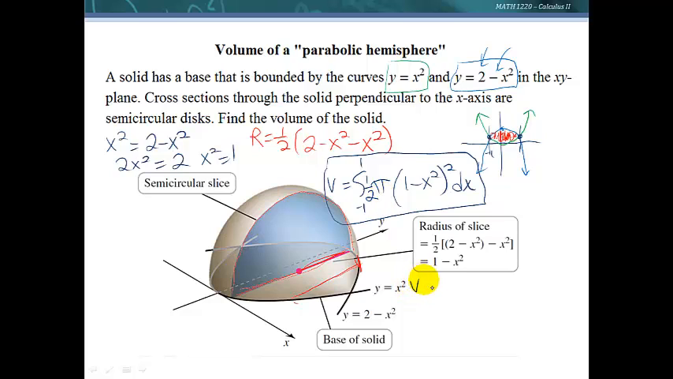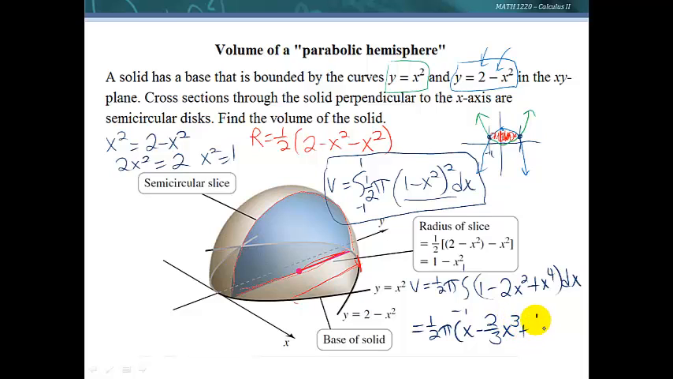So this volume is going to be, I could move the 1/2 pi out in front of the integral, so integral from -1 to 1. Let's go ahead and multiply this out. So I've got 1 minus 2x squared plus x to the 4th dx. So that's going to be 1/2 pi times x minus 2/3 x cubed plus 1/5 x to the 5th, evaluated from -1 to 1. So our volume, I'm going to come over here to the left to compute this.